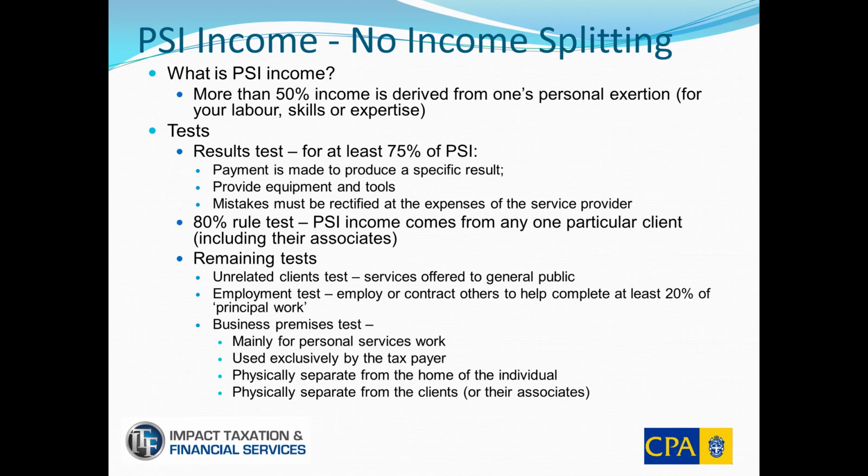Then also the employment test. That means you are employing other people or contracting other people to help you complete at least 20% of the principal work. Using an accountant as an example again, if I employ other people or get a third-party contractor in, another accountant, and I pay that person for more than 20% of the principal work, or accounting services, then I'm passing this test. So that's the employment test.